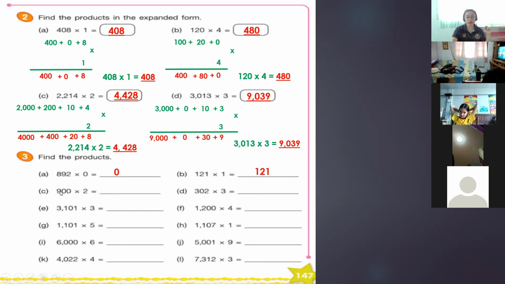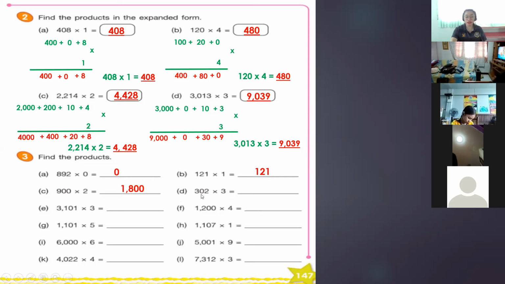Letter C. 900 multiplied by 2. So 2 times 0 is 0. 2 times 0 is 0. 2 times 9 is 18. So we have 1,800. The product of 900 multiplied by 2 is 1,800.